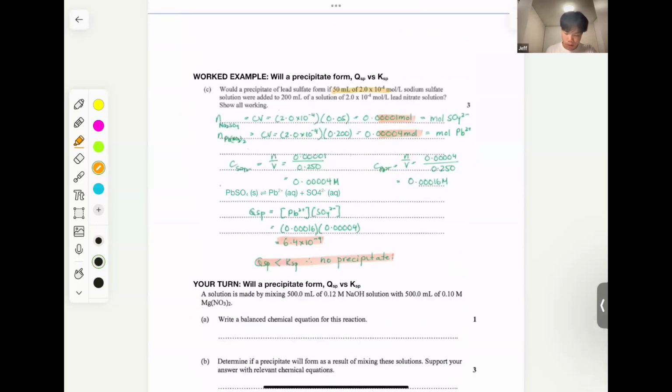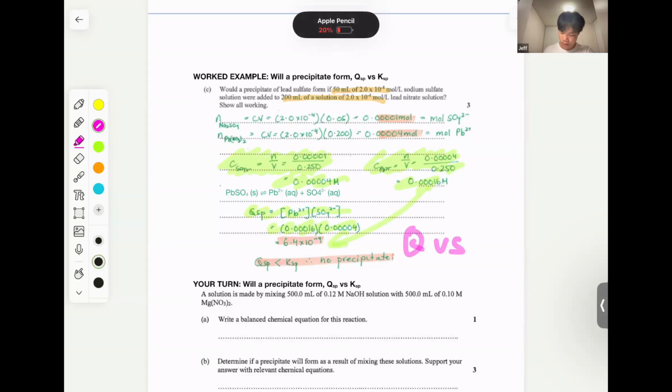So you have a volume of one solution, you have a volume of another solution, concentrations are given. The first step is finding the new concentrations after the dilution occurs, because if you're combining solutions, you're going to be diluting the two solutions. Then once you find those concentrations, you find the QSP expression, insert those values in, and find your QSP. Then you do Q versus K, which allows you to find, in this case, if there's no precipitate, Q was less than KSP, and hence you are unsaturated.